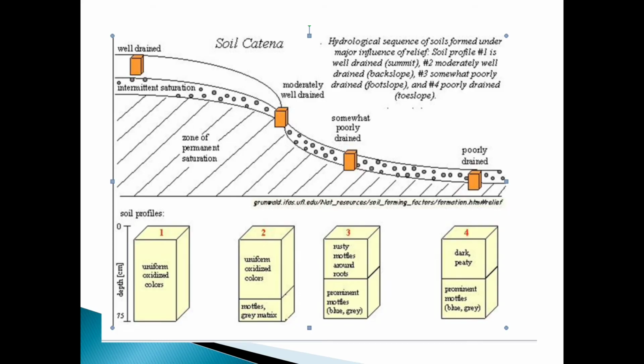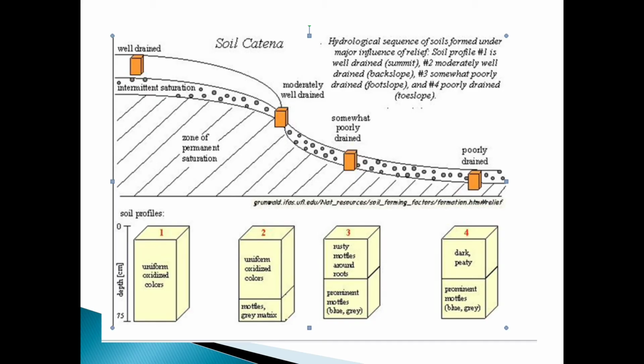So, kung titingnan natin yung soil na to, this is also taken from the book of Brady. This is the hydrological sequence of soils formed under the influence of relief. So, meron tayong different profiles dyan. So, we have soil profile number 1, soil profile number 2, soil profile number 3, and soil profile number 4. So, these are the different soils na mapo-form when you have different slope or topography.